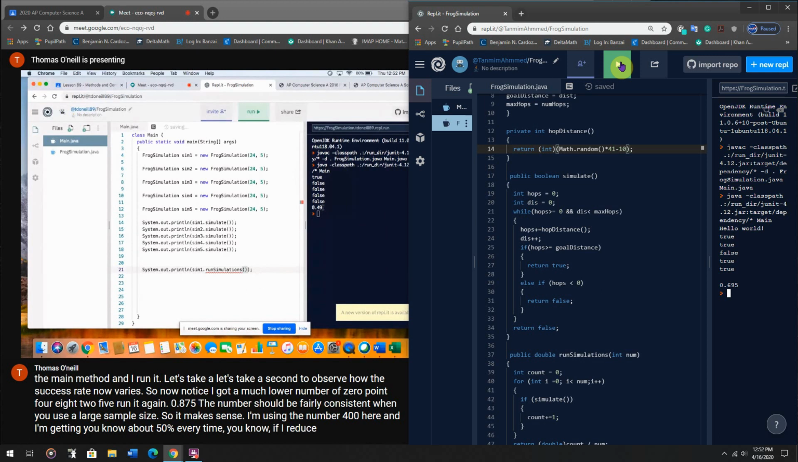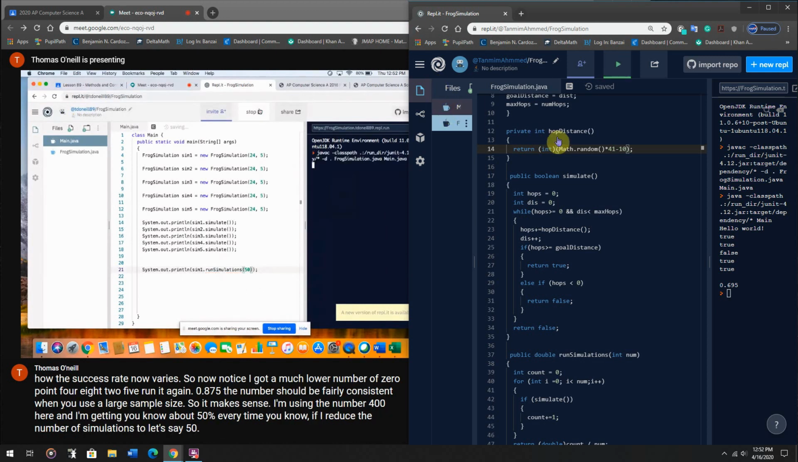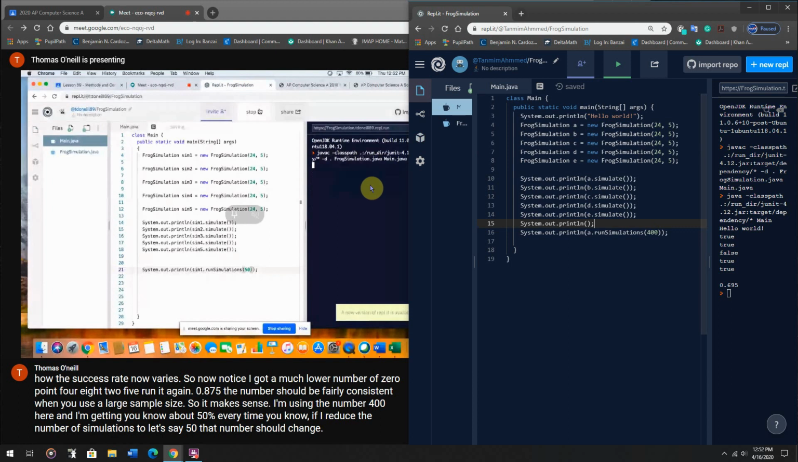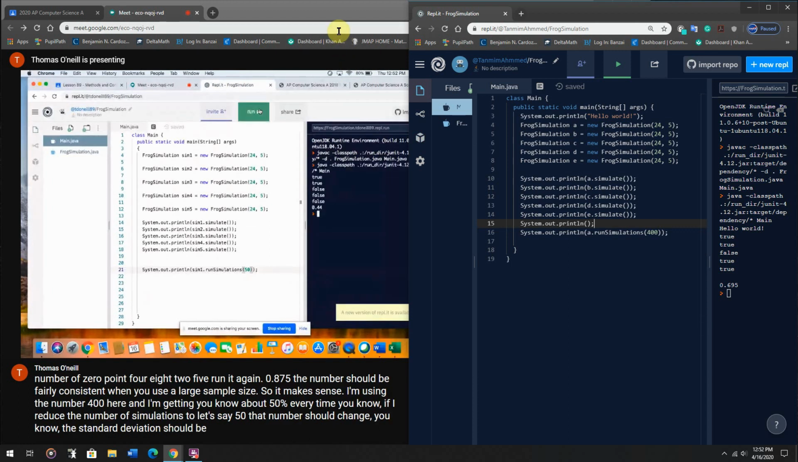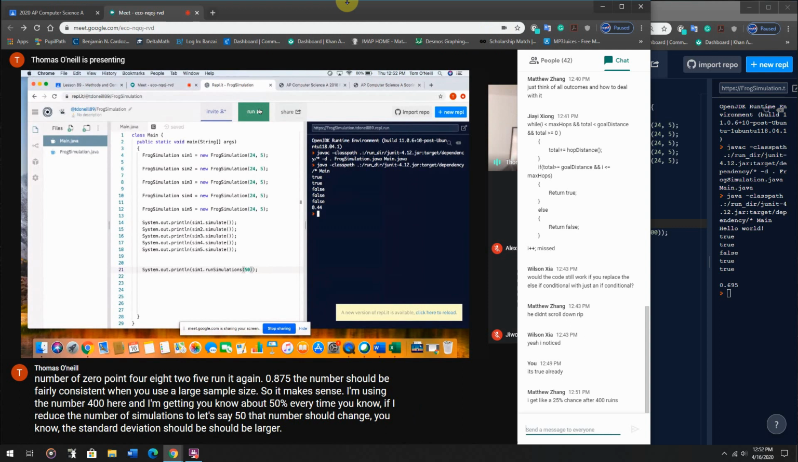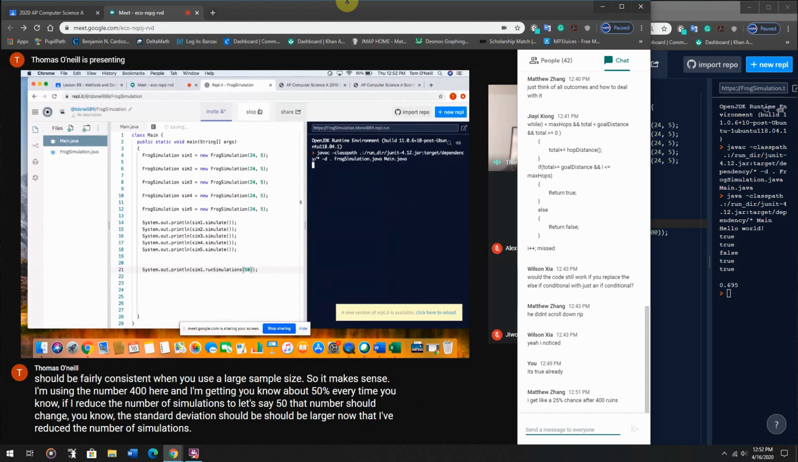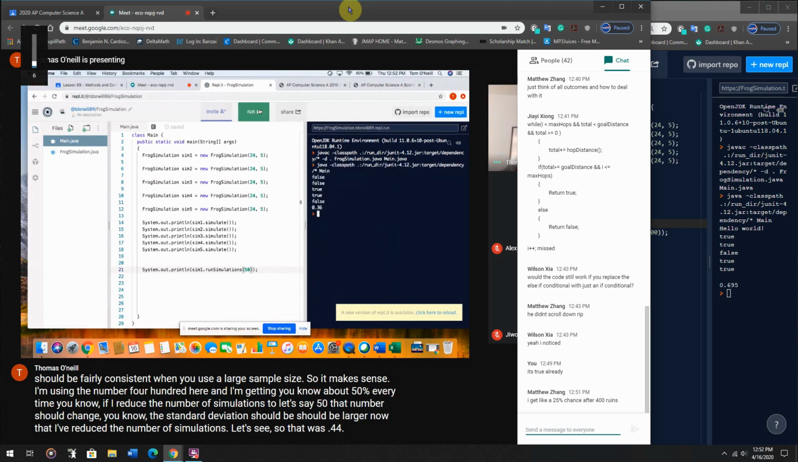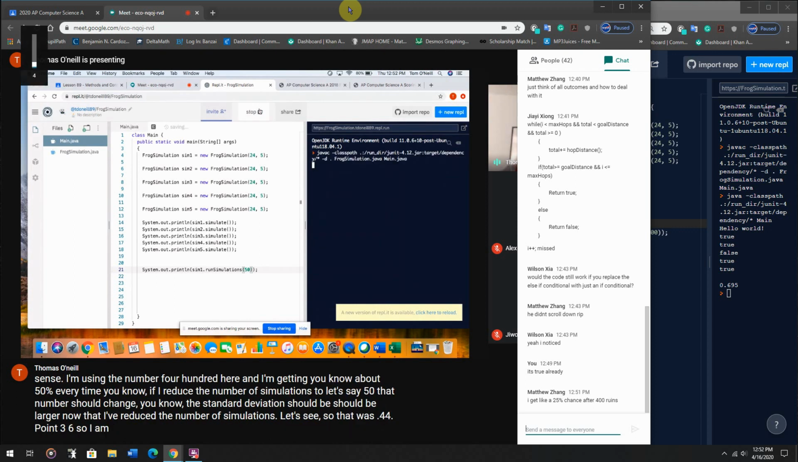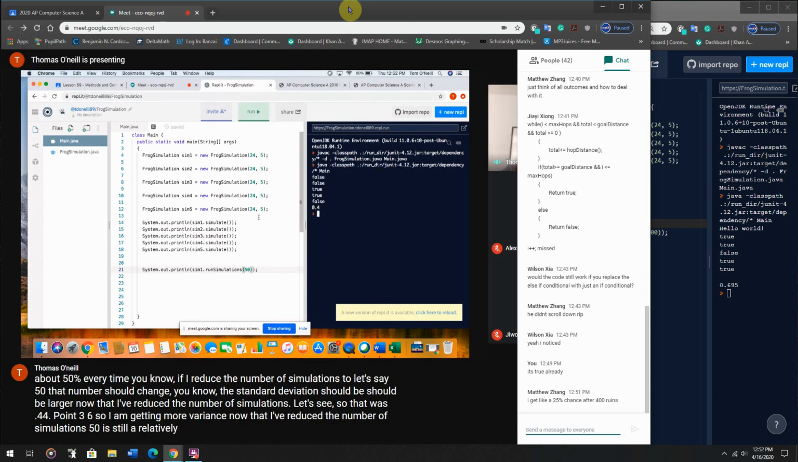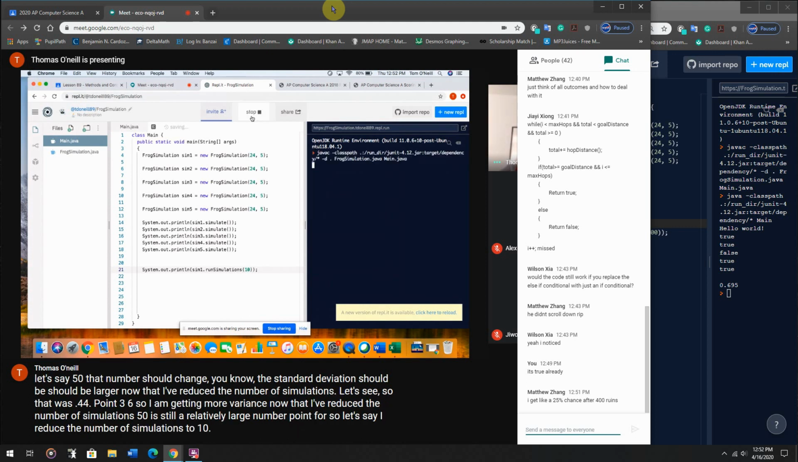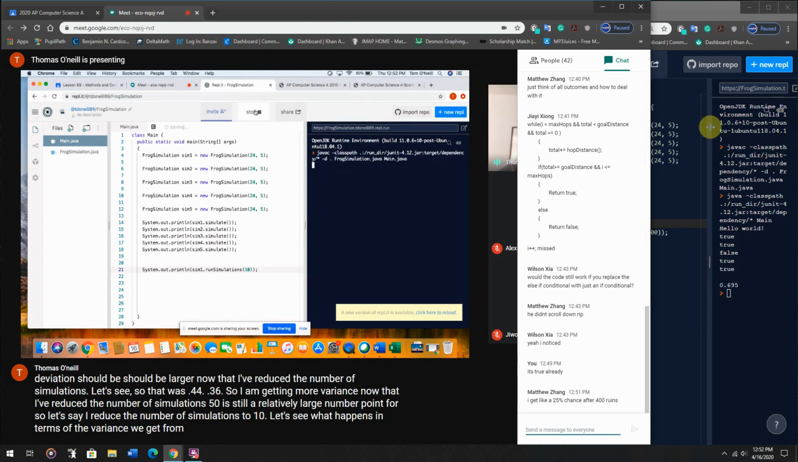If I reduce the number of simulations to, let's say, 50, that number should change. The standard deviation should be larger now that I've reduced the number of simulations. Let's see. So that was 0.44. 0.36. So I am getting more variance now that I've reduced the number of simulations. 50 is still a relatively large number, 0.4. So let's say I reduce the number of simulations to 10. Let's see what happens in terms of the variance we get from, 0.4 again.